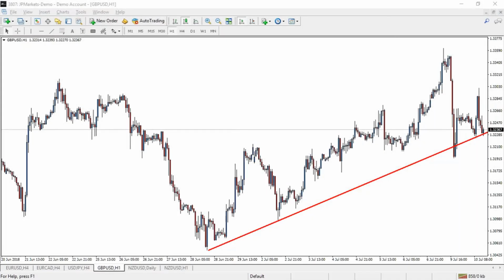Welcome back, traders. We've got two currency pairs that we're going to be having a look at today. The first is the British pound versus the US dollar, and the next is the New Zealand dollar versus the US dollar. Now, we haven't touched on the Kiwi very much, so it is quite nice to bring it into the series just so you can have a look around.